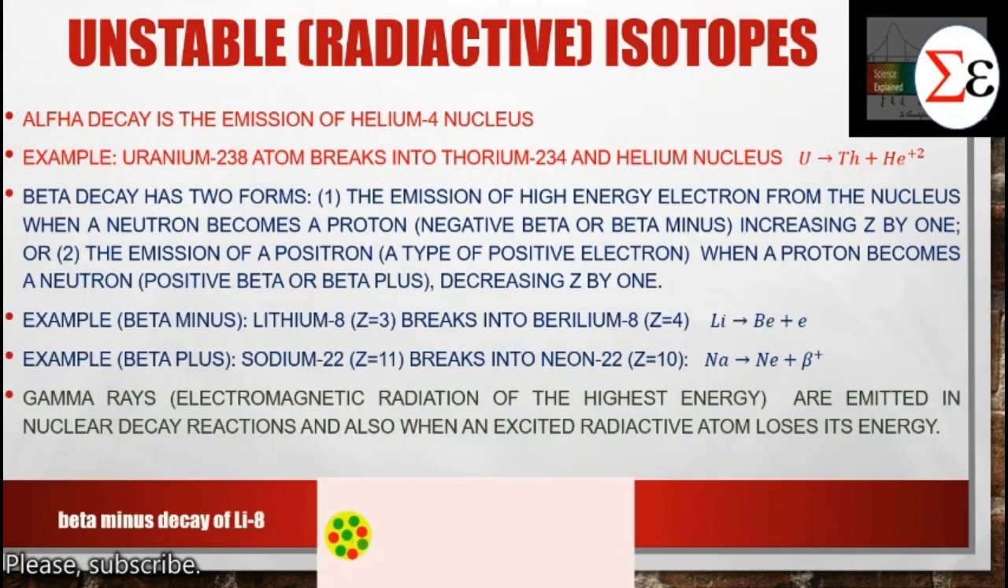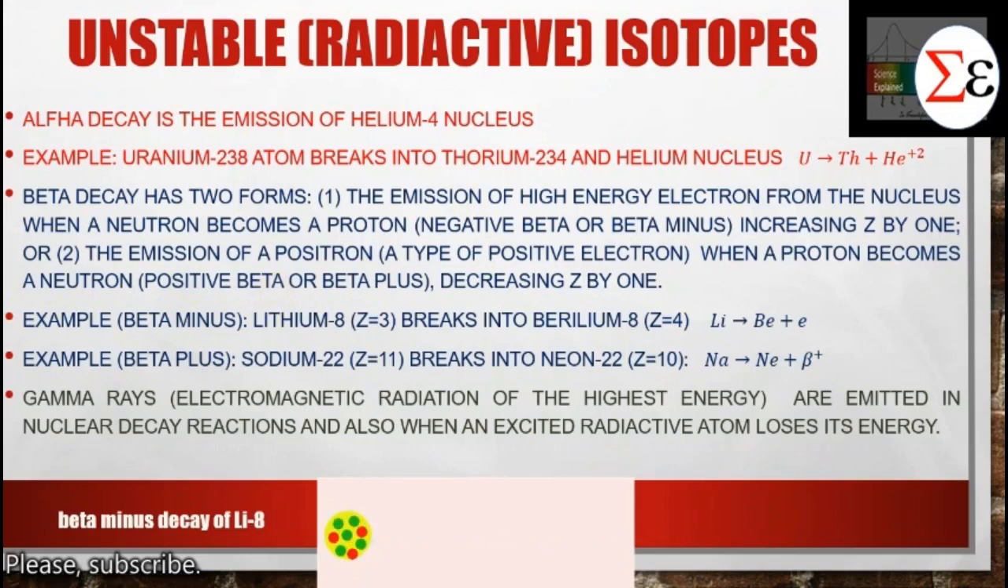The beta decay has two forms. The first, the emission of a high-energy electron from the nucleus when a neutron becomes a proton, increasing the atomic number by 1, and is called negative beta or beta minus. And second, the emission of a positron, a type of positive electron, when a proton becomes a neutron, decreasing the atomic number by 1, and it's called positive beta or beta plus.